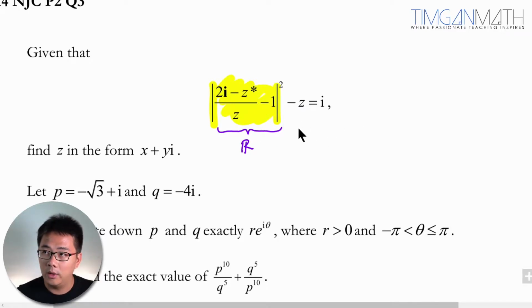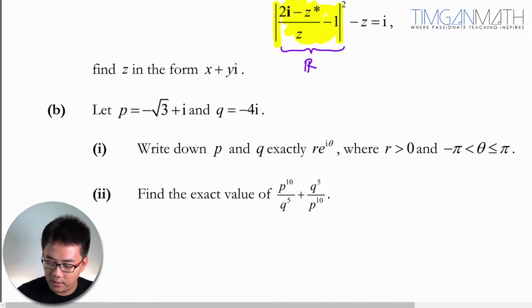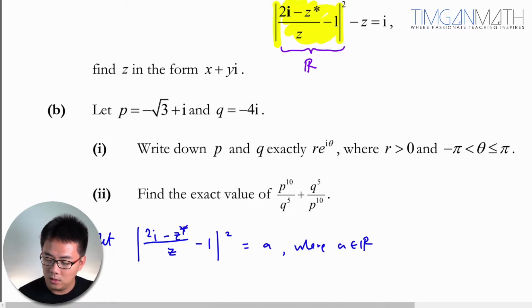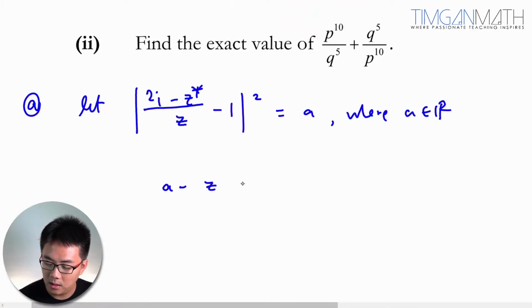Just like that. Okay, so for a start, I'm just going to copy the equation down. I'm just going to let a equal (1 minus z conjugate) over (z minus 1) squared, where a is a real number. I think this will be easier to see. So what you could do is this will be reduced to a minus z equals i.